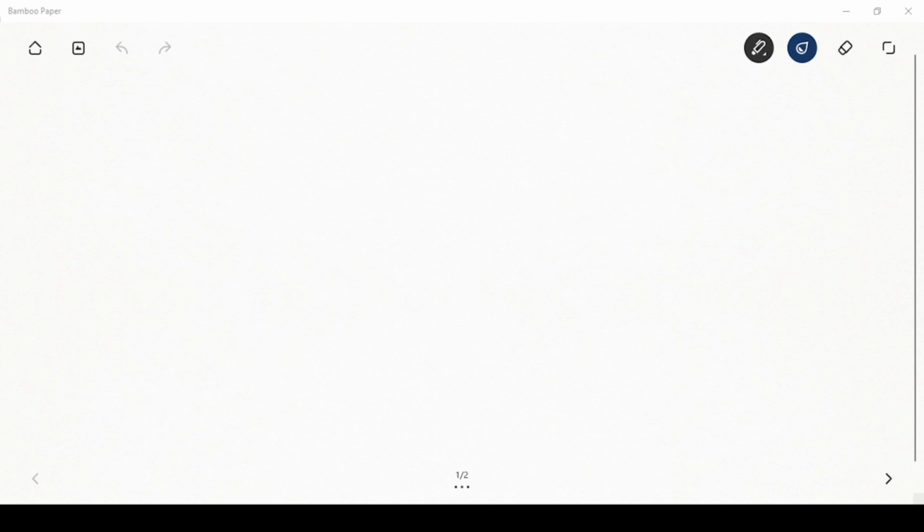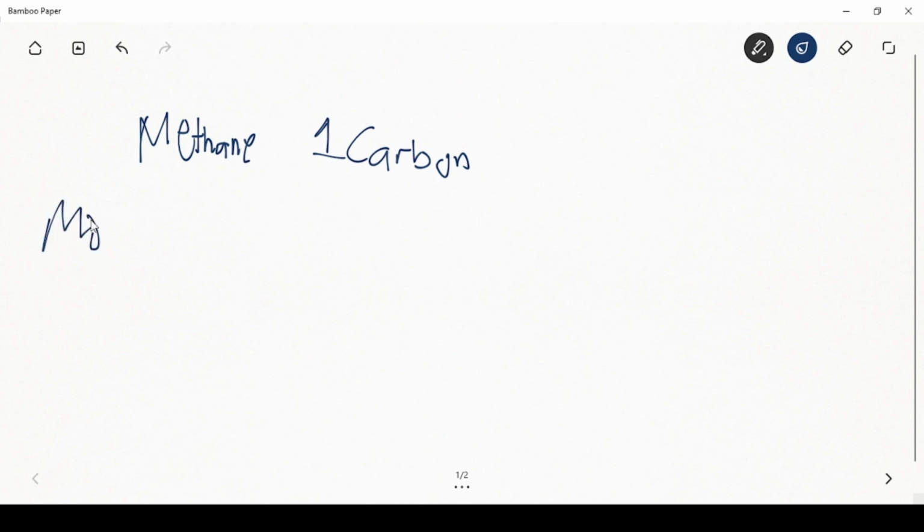Okay, so the given here is methane. Methane has one carbon. So the second thing that you need to get is the molecular formula.